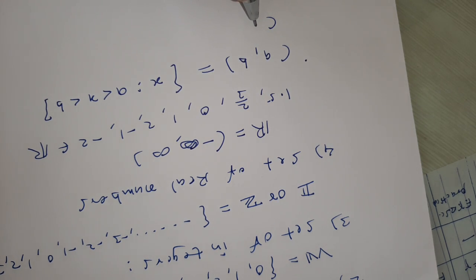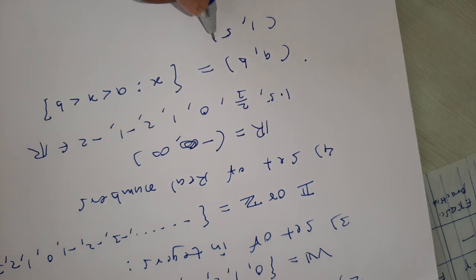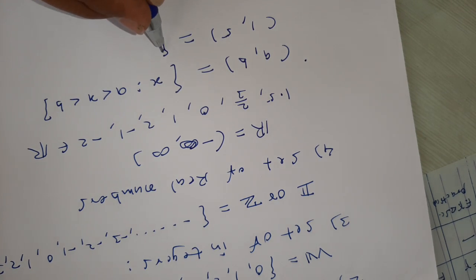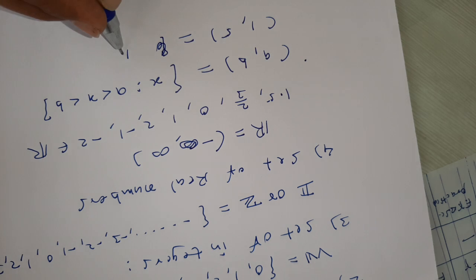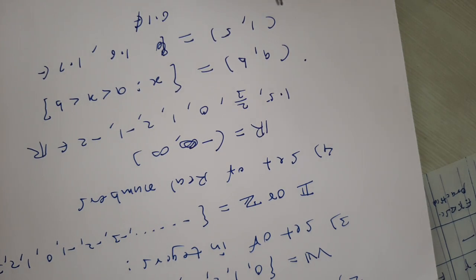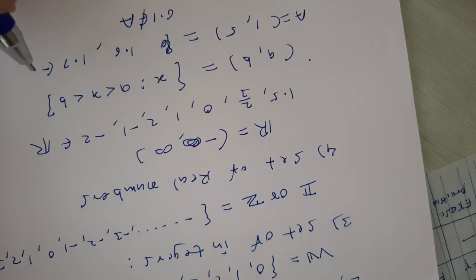For example, open set 1, 5. So this set contains all numbers that lie between 1 and 5. That is, for example, 1.6, 1.7, these are the members of this set. But 6.1 does not belong to this set. Suppose this set is A. This notation, belongs to, means present in.